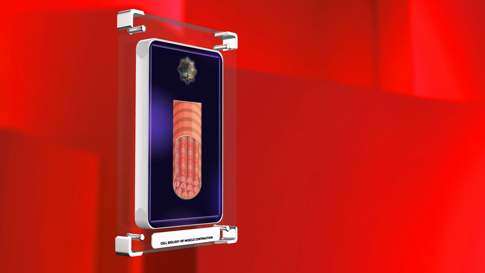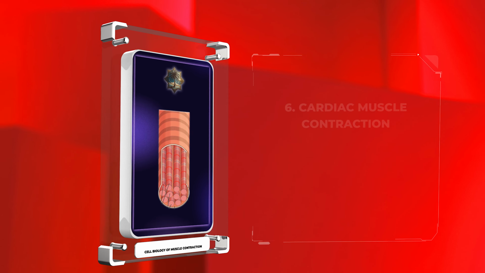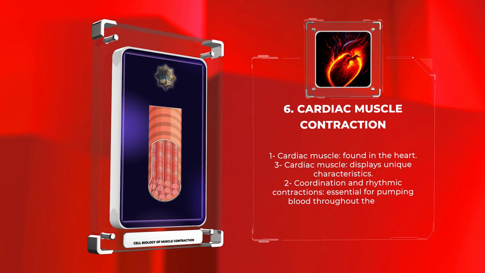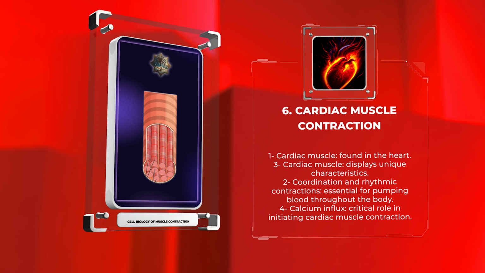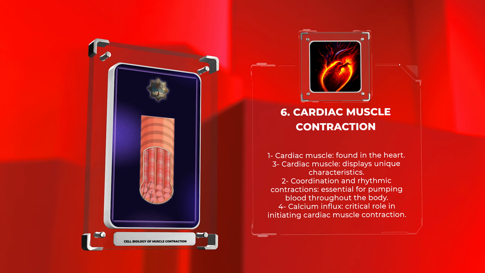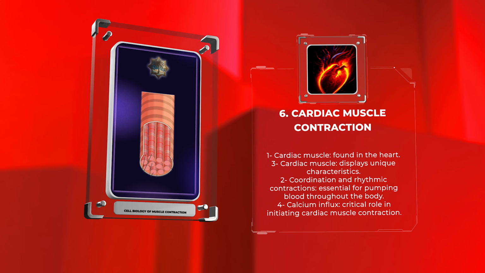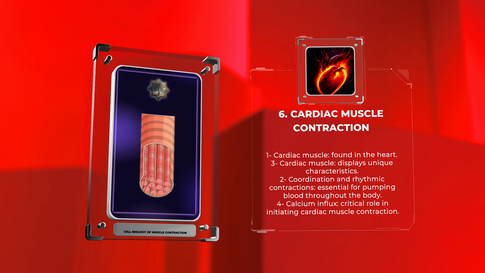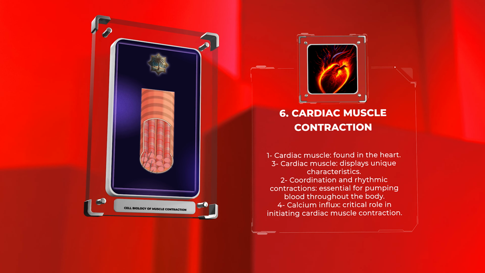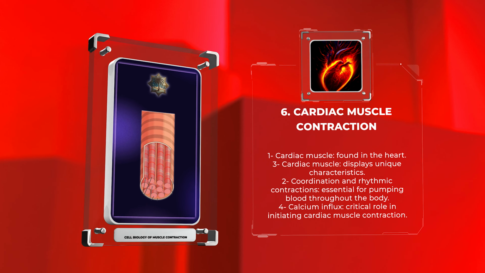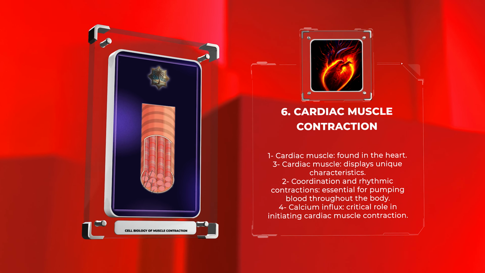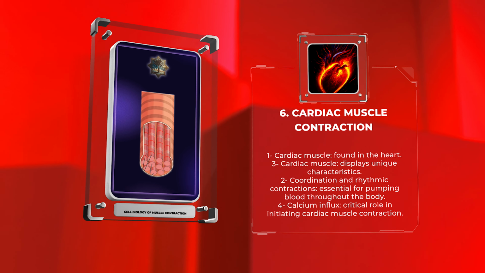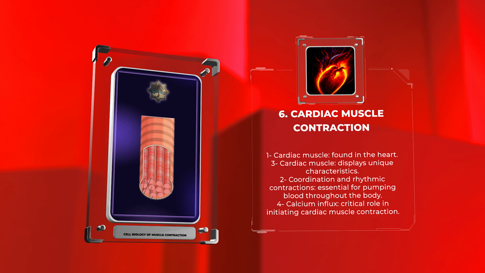Cardiac muscle is a specialized type of muscle found in the heart. It displays unique characteristics that allow for coordinated and rhythmic contractions, essential for pumping blood throughout the body. The cardiac muscle cells, known as cardiomyocytes, possess intercalated discs that facilitate rapid electrical conduction, ensuring synchronized muscle contraction. Calcium influx through voltage-gated channels plays a critical role in initiating cardiac muscle contraction.